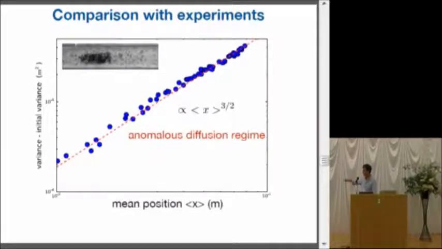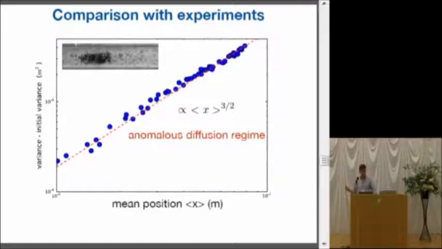So here again, the variance of the mass of tracers minus its initial value along the vertical axis, and along the horizontal axis, the mean position of the mass of tracers. The blue bullets correspond to the measurements performed in the experimental plume, and the dotted red line corresponds to a fit of the data with a 3/2 power law, so according to the anomalous diffusion regime. And we see that indeed there is a relatively good agreement between the prediction for the anomalous diffusion regime and the data.